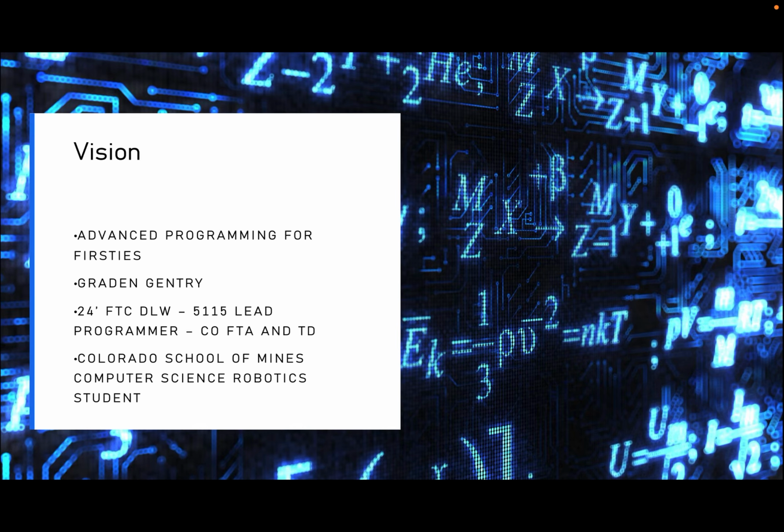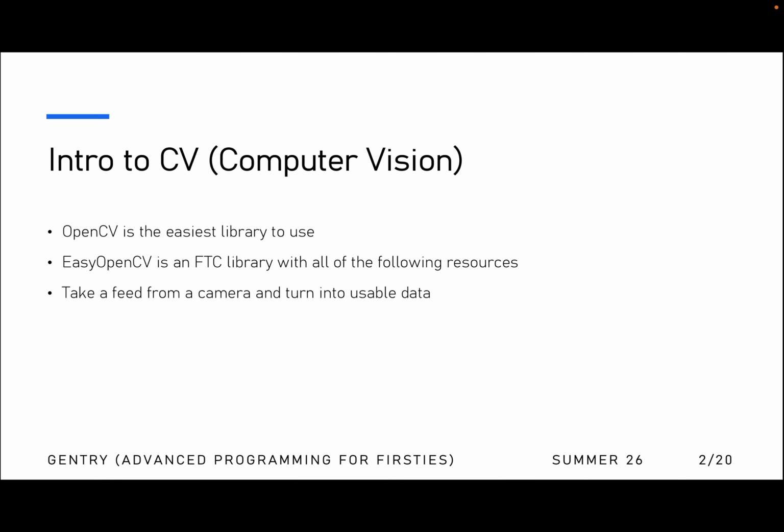All right, so this is going to be our lecture on vision. So, what is vision? It's basically just your robot seeing things. CV stands for computer vision, and OpenCV is the easiest library to use. EasyOpenCV, typically also EasyOpenCV FTC, is an FTC library with all of the resources we're going to go through during this lecture. Essentially, the goal is to take a feed from the camera and turn it into usable data that you can plug into your robot.